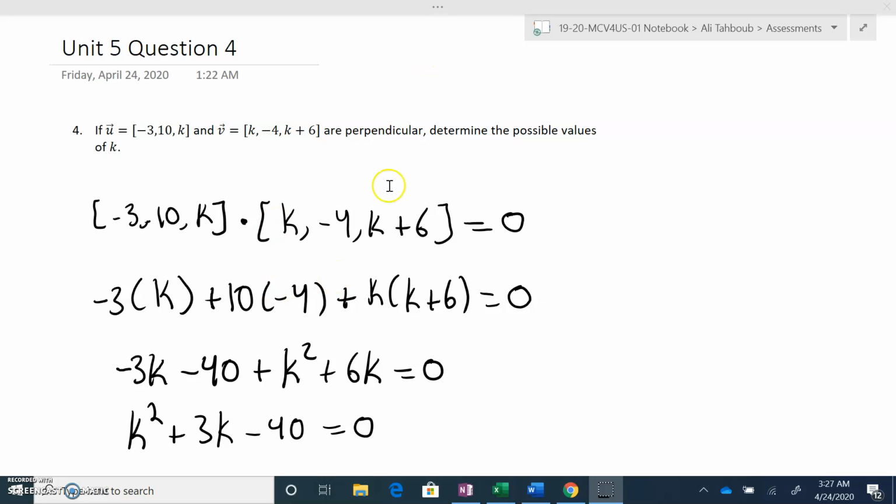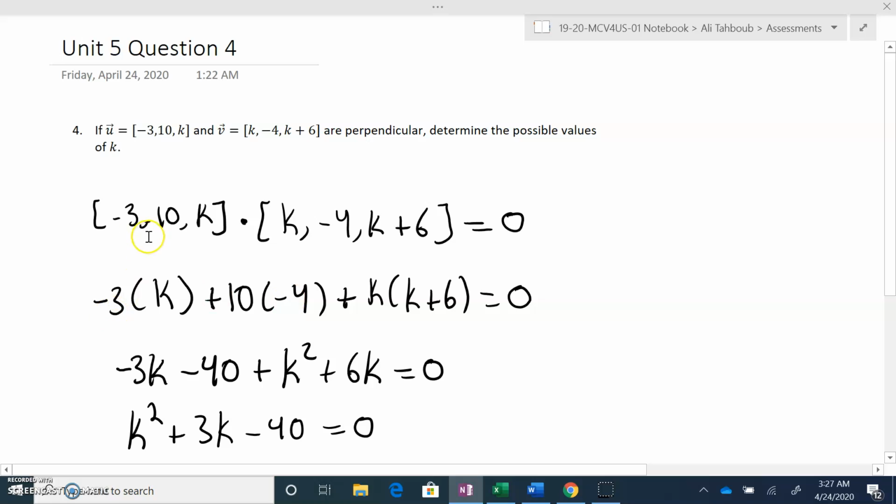Hello again. So for my final question, I was given two vectors as well as their coordinates, and I was told that they're perpendicular and that I needed to determine the possible values of k, as there were some unknowns in the coordinates that were given. So to start this question, I knew that for any two vectors to be perpendicular, the dot product must equal zero. So I set up an equation that represents the two vectors as a dot product, with an answer of zero. And then from there on, I basically want to solve for k.